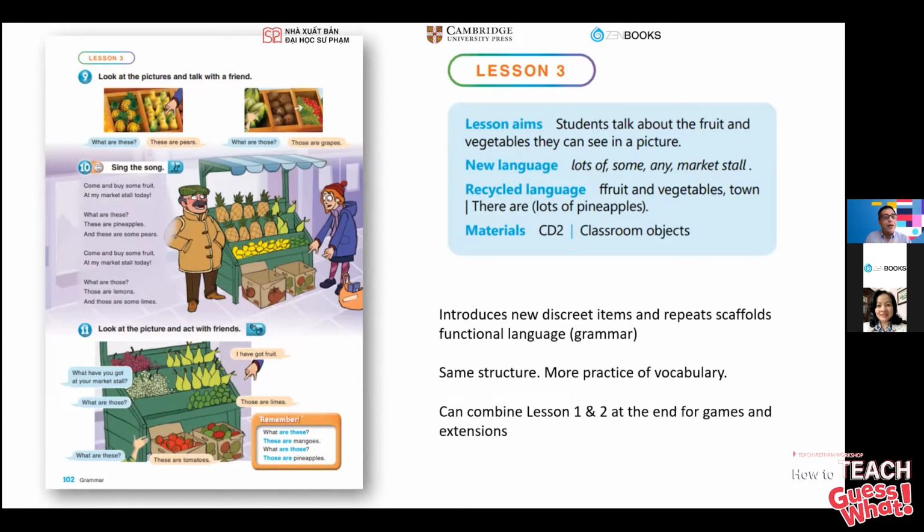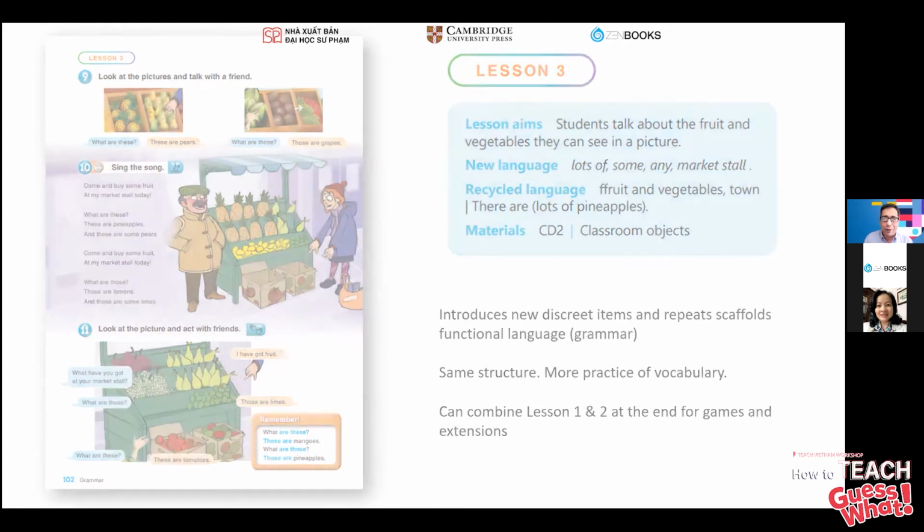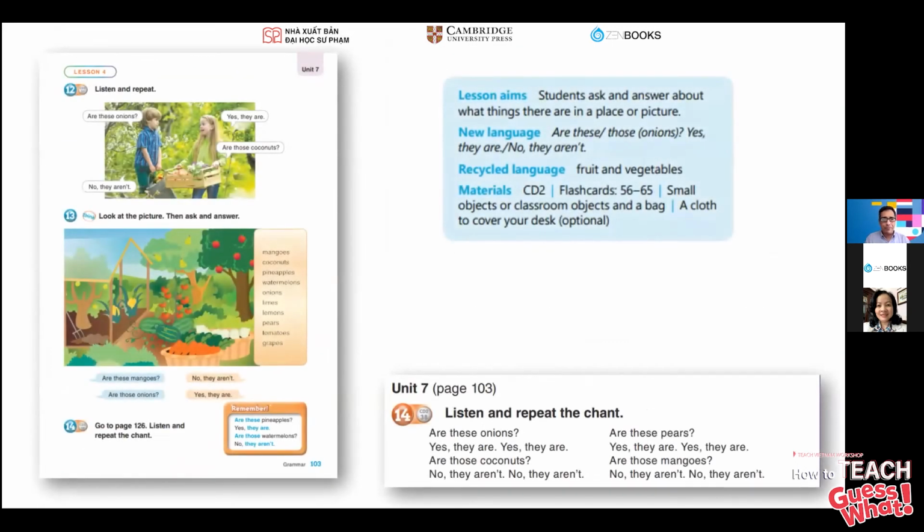So it looks very similar, but instead of the focus being on new vocabulary, the focus is on the language structures. And that's why there's a song, because songs are wonderful to practice and have fun with the new language structures that we've learned. Songs bring grammar and vocabulary together. But you can see down at the bottom, it says, remember, what are these? These are mangoes. The highlight, the emphasis is on the grammar and the grammar structure we want to use.